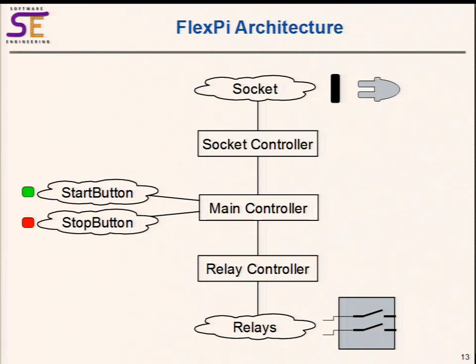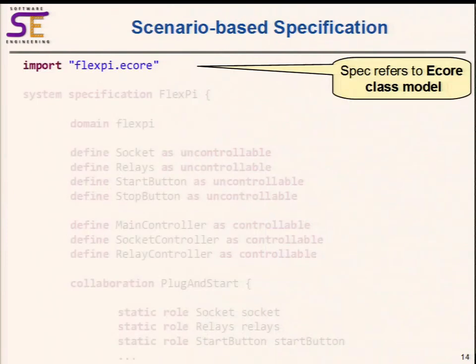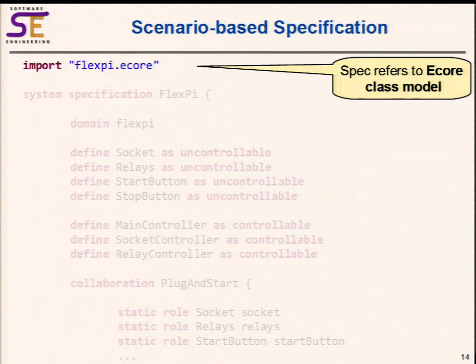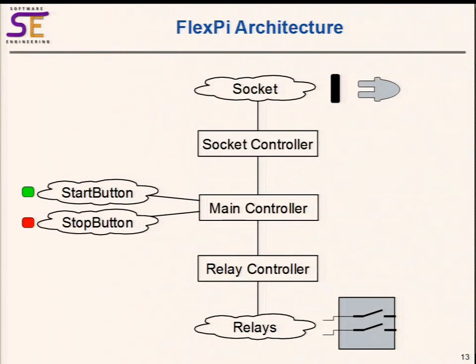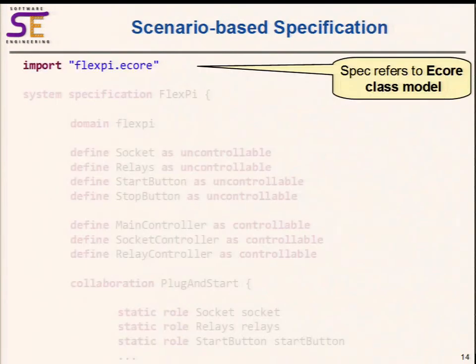So now this is just a picture. And in our language, I said it's a textual DSL, we would model this textually and using EMF. So first of all, in our specification, we import an ECORE model in which we define the classes of our model, and also, which I'll show you in a demo in a second, we have an instance of that model which reflects this system architecture.